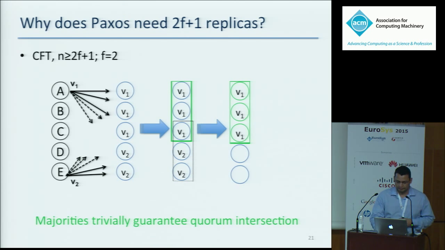However, this member is guaranteed to have seen V1, and because the majority intersects, it will not allow any contradicting value. So now I will explain how VFT allows you to cut 20% on replicas while we still tolerate the same number of faults.